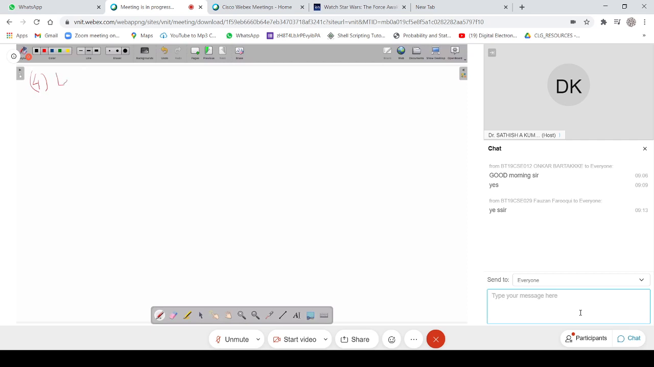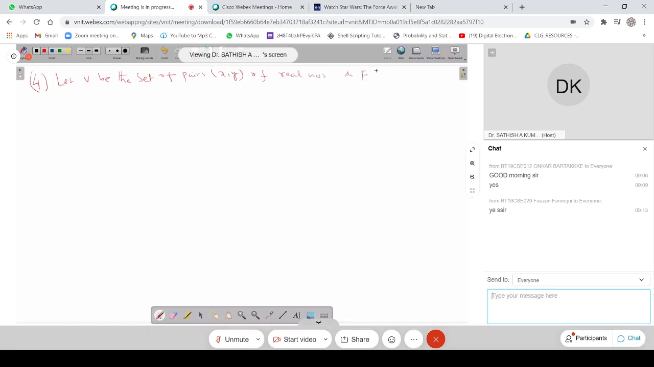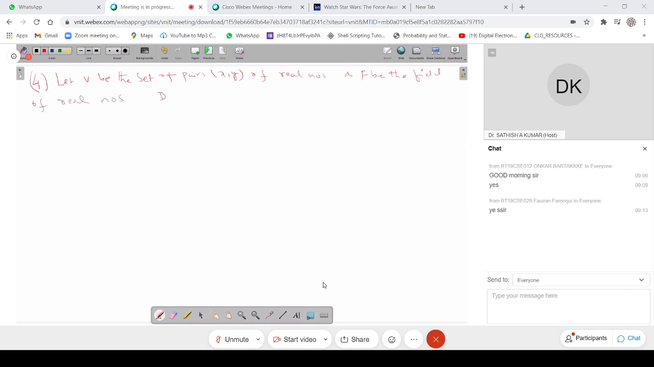Similarly, let V be a vector space. Okay, not a vector space, you have to verify that. Let V be the set of pairs x comma y of real numbers, and F be the field of real numbers.